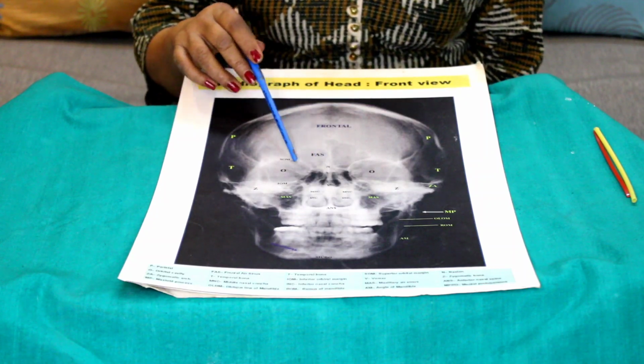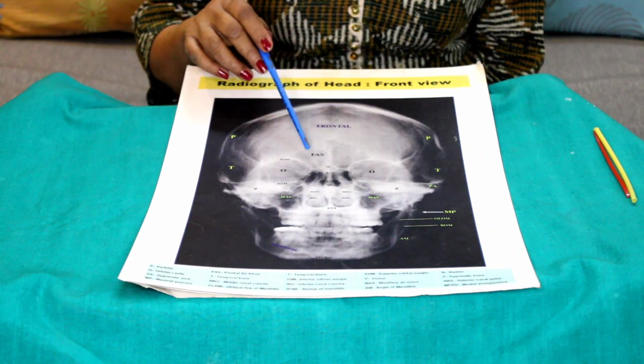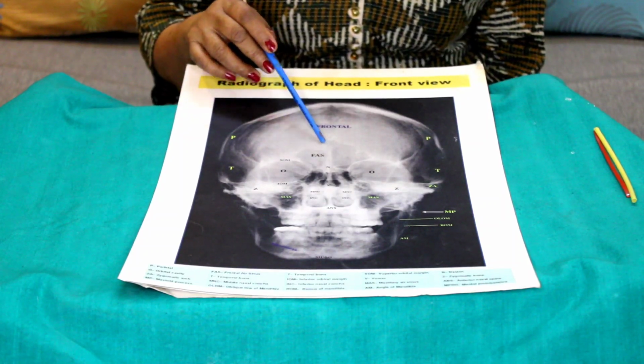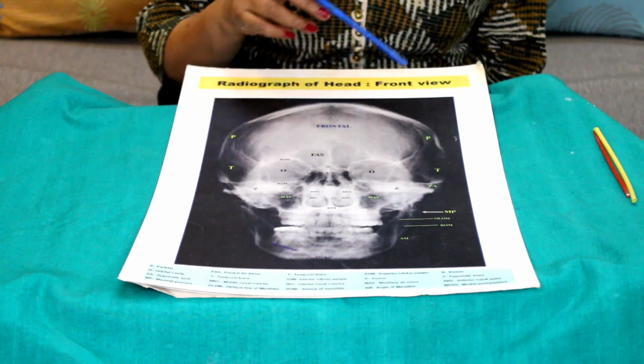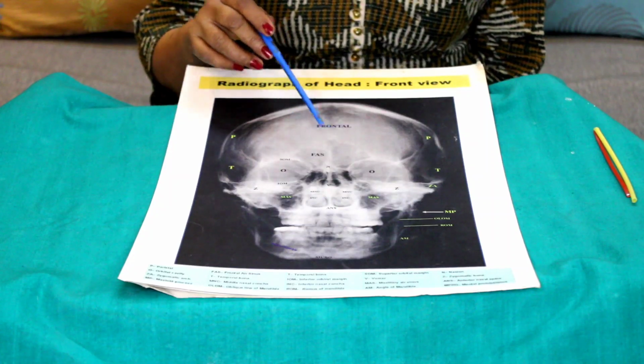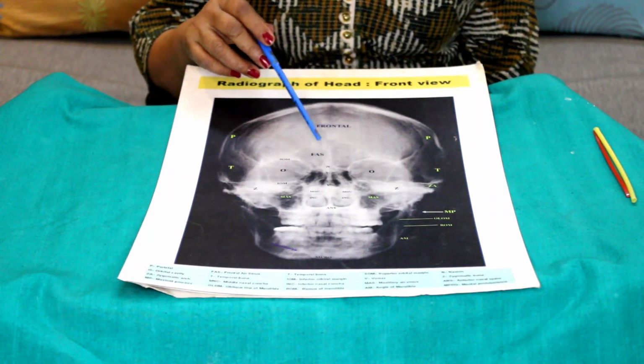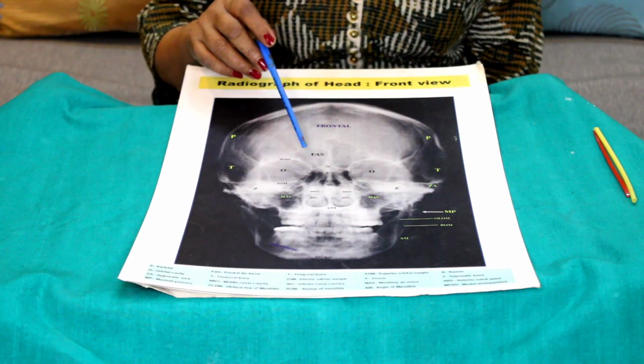Next you will see in this frontal bone, you will see the frontal air sinus. The two sinuses are not equal. It is more or less hazy in color. That means some amount of sinusitis is present in this region.